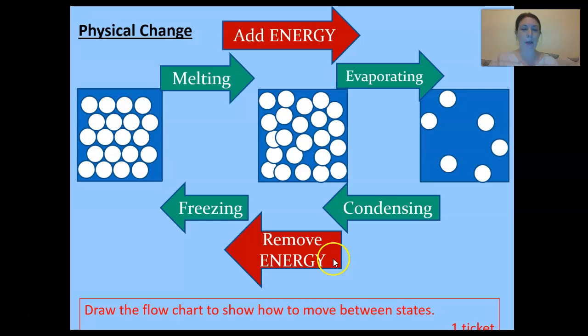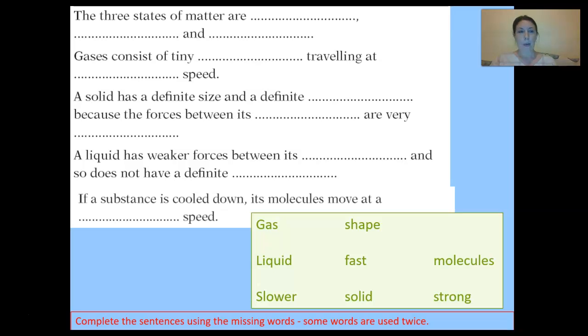The opposite to that would be removing energy, so cooling the gas down, that causes condensation. And then liquid to a solid would be freezing, and again you're removing energy. So we've got melting, evaporating, condensing and freezing. You can move between a gas and a solid if you remove energy very, very quickly, and that's called sublimation. So I've got a little fill in the gaps here that you can do. I'll tell you the answers in a second if you press pause.